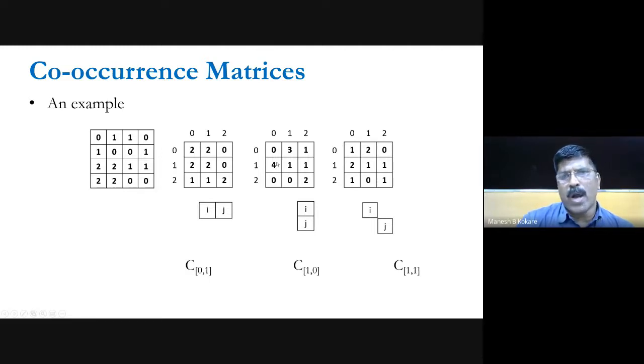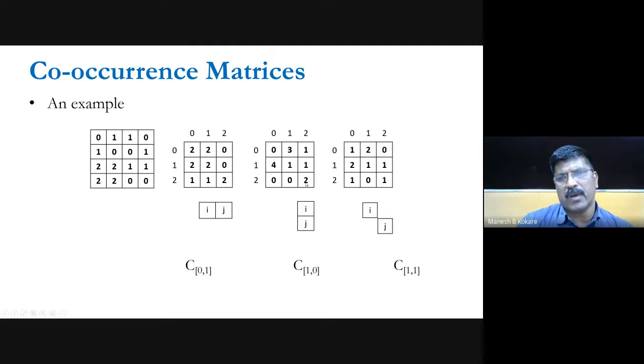Then 1, 1. So I is 1, J is 1. No, 0, 1 is there, 1, 2 is there, 2, 2 is there, but here also there is no 1, 1 combination. Yes, here it is 1, 1, so that's why it is 1, right? Then I is 1 and J is 2, so 1, 2. 1, 2 is here, one combination, and no other place, so it will be 1.